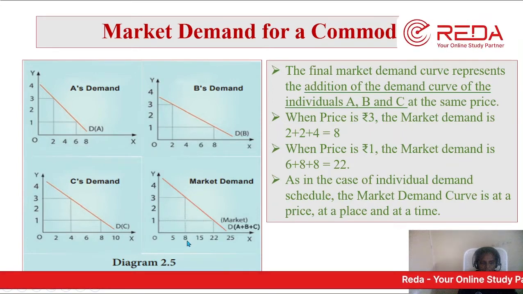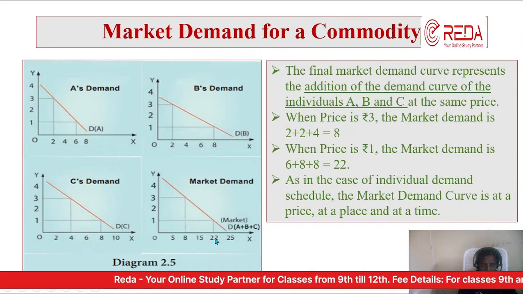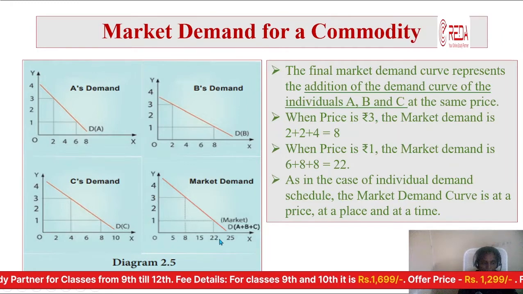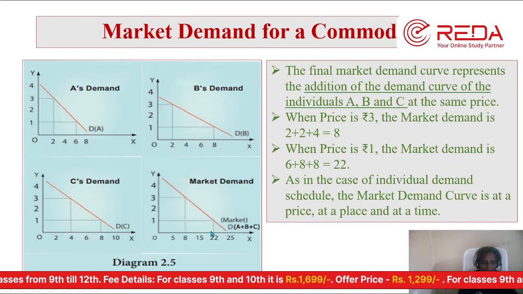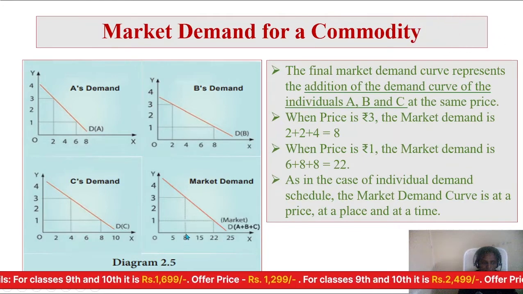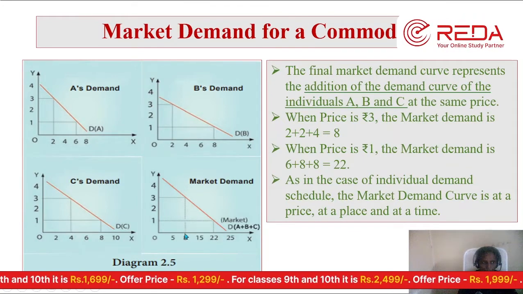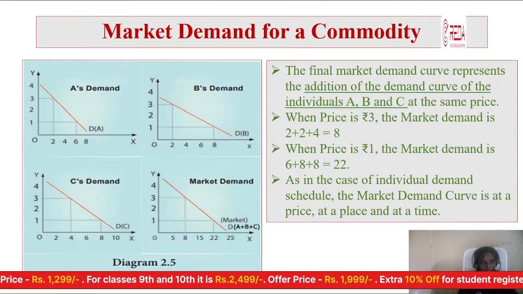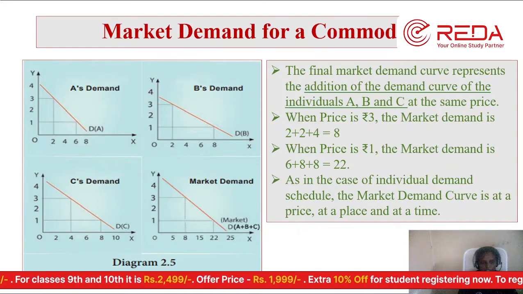So it shows that the market demand for pencil is, when the price is 1 rupee, the quantity demanded is 22. When the price decreases, the quantity demanded increases. When the price increases to 3 rupees, the quantity decreases, from 22 to 8. The concept is very simple. It is the addition of all the quantities demanded by persons A, B, C, and that is depicted in the market demand.